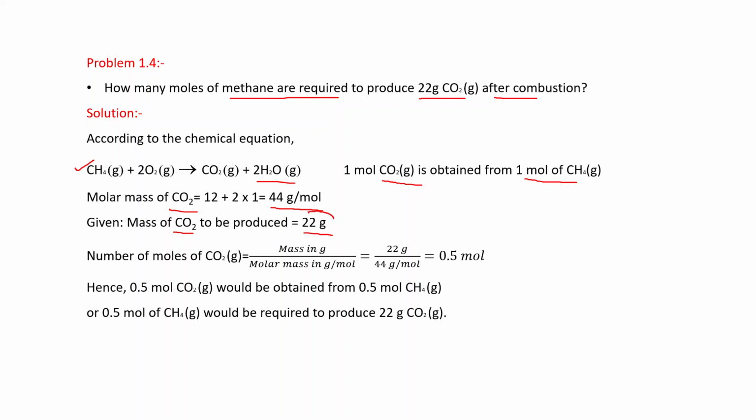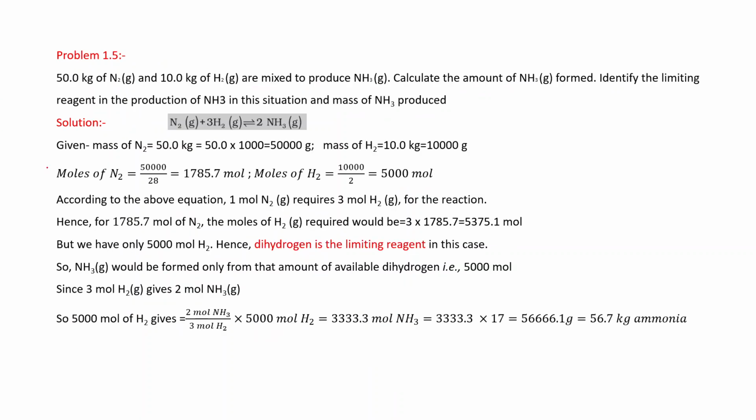That's why this 22 gram of carbon dioxide will be converted into the number of moles. Number of moles of carbon dioxide is equal to mass in gram divided by molar mass in gram per mole. Put the values, we find 0.5 mole of carbon dioxide. Okay, now see, there is a 1:1 ratio between carbon dioxide and methane. That's why we can say 0.5 mole carbon dioxide would be obtained from 0.5 mole CH4. Or in other terms, 0.5 mole of CH4 would be required to produce 22 gram carbon dioxide. Clear, students?